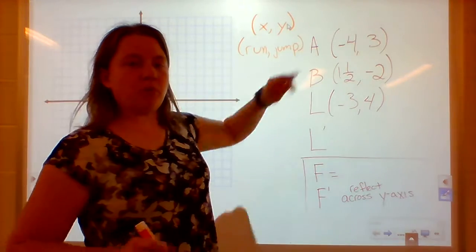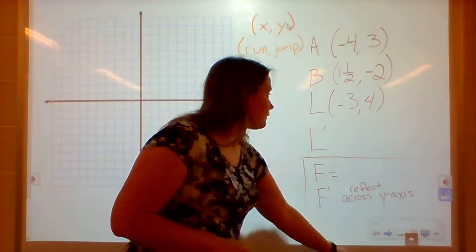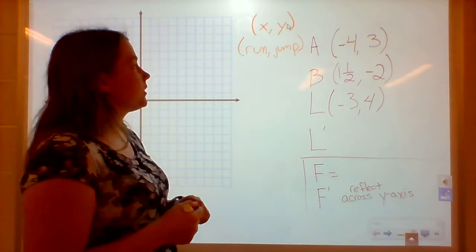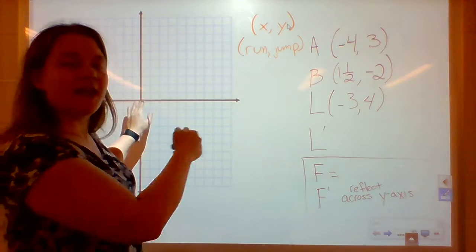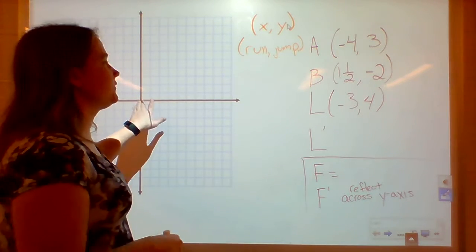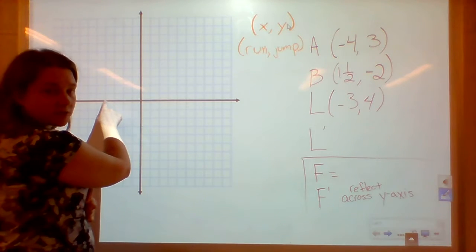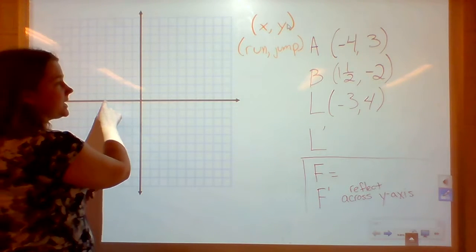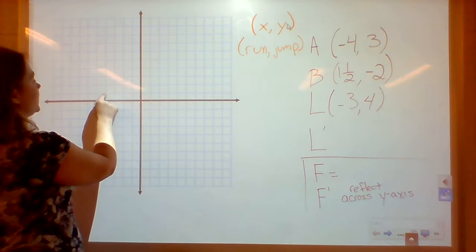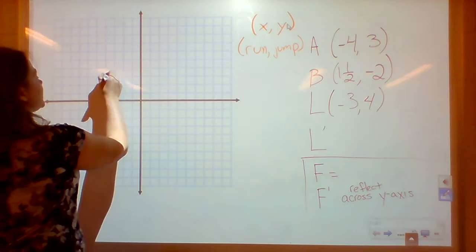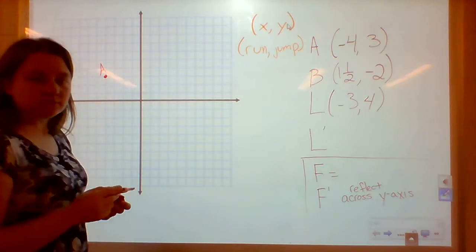So, if we take point A, which is -4, 3, our first direction, -4, tells us that starting at the origin, we need to run -4 or backwards 4. So we need to go 1, 2, 3, 4. Our next direction, which is 3, tells me that we need to jump 3 spots. 1, 2, 3. Which tells me that point A is going to be right there.